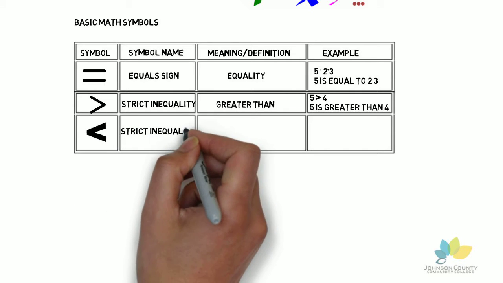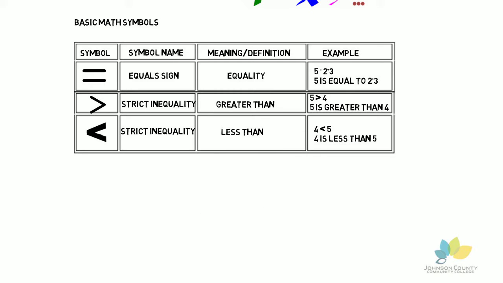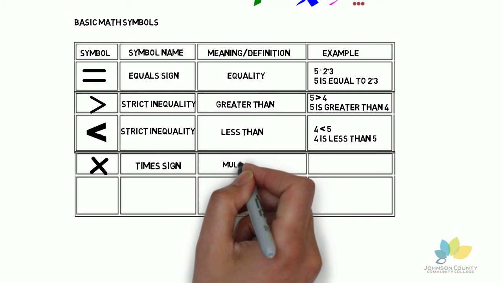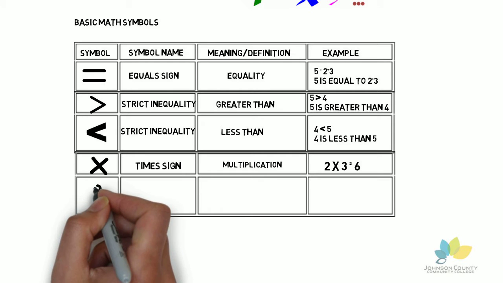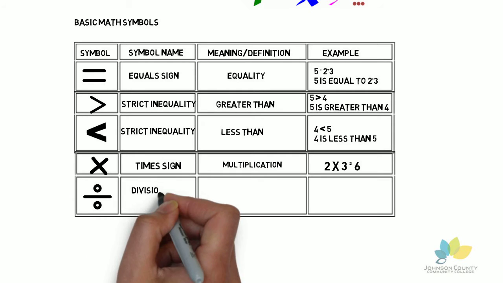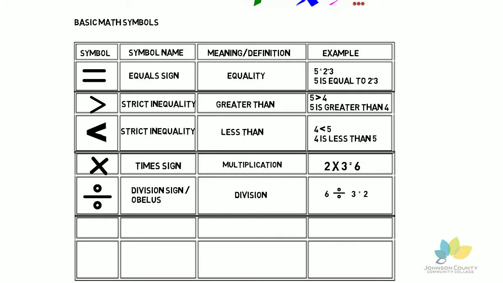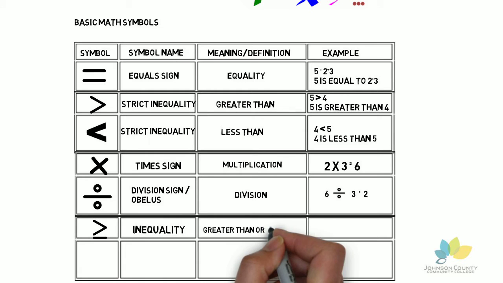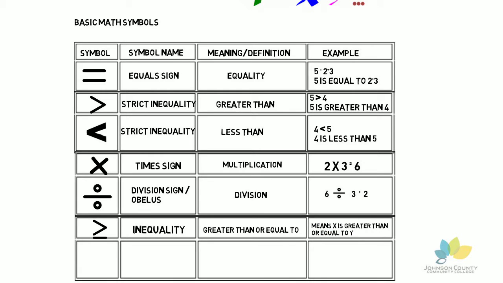This is the times sign. Its meaning is multiplication. This is the division sign. Its meaning is division. This is the inequality sign. Its meaning is greater than or equal to. This is the other inequality sign. Its meaning is less than or equal to.